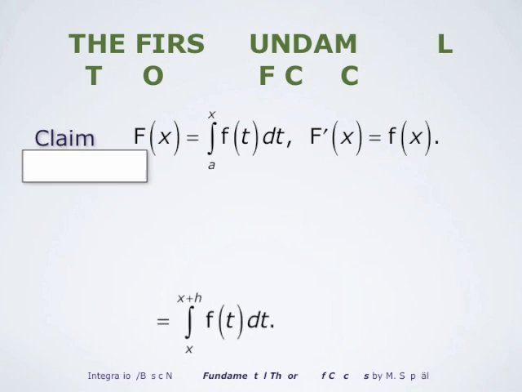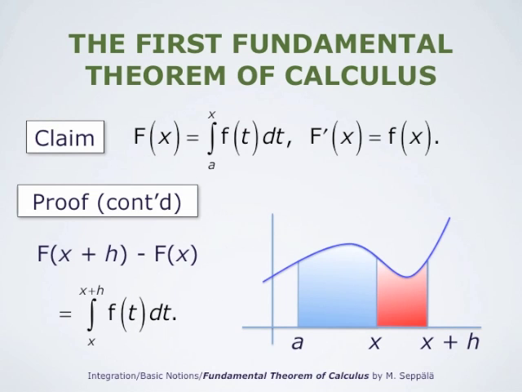The picture here on the right illustrates this situation. The integral from a to x of f(t) dt is the area of the blue domain. The integral from a to x+h of f(t) dt is the area of the blue and red domain together. So the difference of these two integrals is then the area of the red domain, which is the integral from x to x+h of f(t) dt. In this picture, h is positive, but the same result is also true if h is negative.